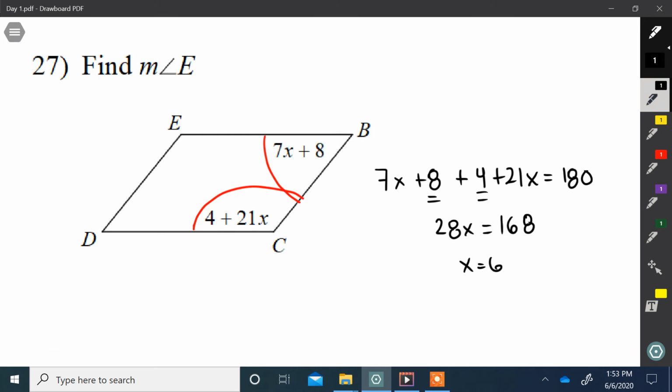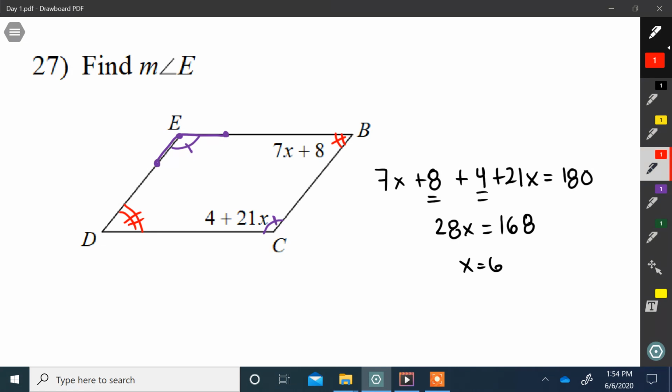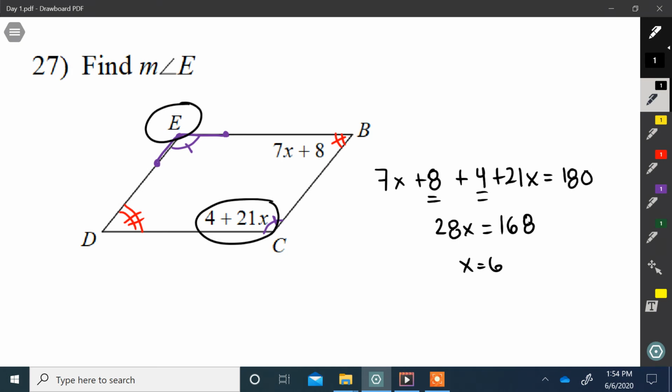Now they're asking you to find angle E. So angle E is this angle that you see right there. Okay, how do I find that? Well, it's very simple. We know, again, that this angle is congruent to this angle right here. We also know that this one is congruent to that one right there. Okay, so if I'm able to figure out what this is, then automatically I have already figured out what E is.